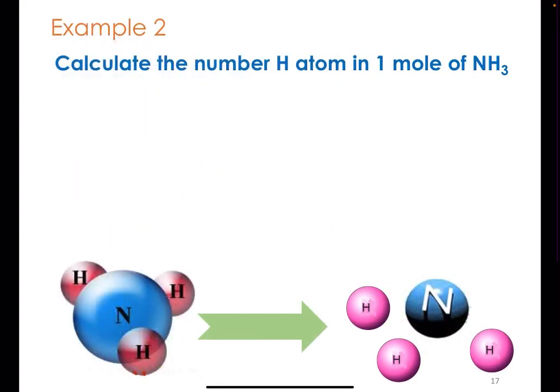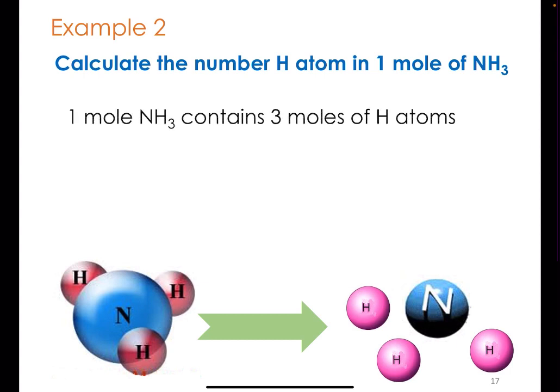Okay, let's try second example. So for the second example, I want to calculate the number of H atom in 1 mole of NH3. So as I mentioned before, in this case, specifically for H atom. So, in 1 mole of NH3, I got 3 moles of H atom. Where did I get this one? Saya ada H3 kat sini. So, dia bermaksud 3 moles.